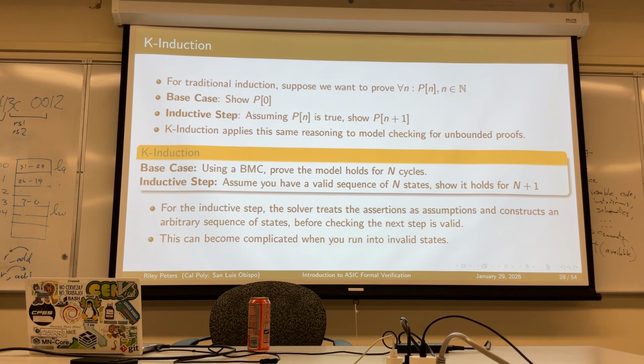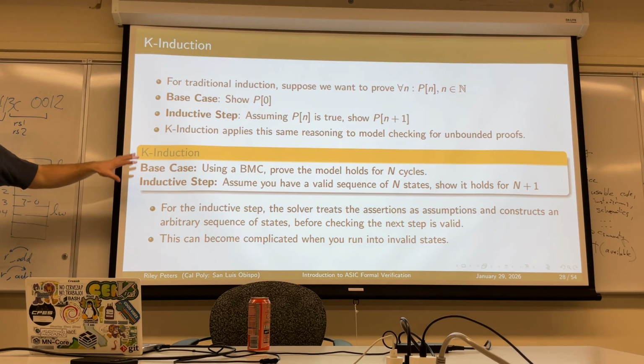So now that I've proven the base case and I've proven every step I take leads to a valid state, I can just create a chain of everything being true going on forever. And so I've proven that P holds forever. K induction uses that same reasoning for model checking to create our unbounded proofs.